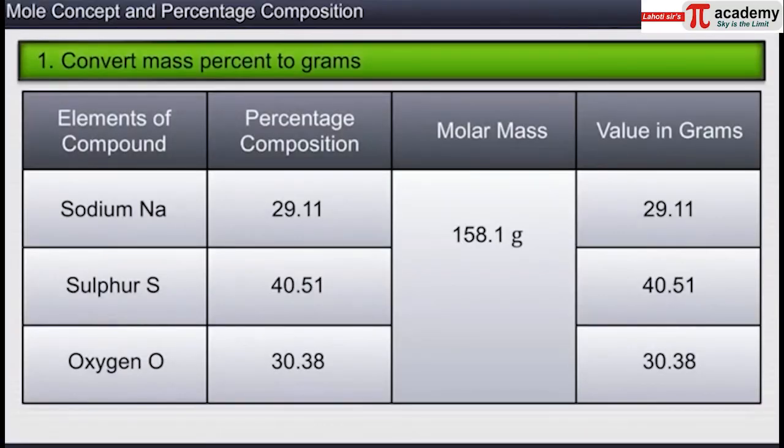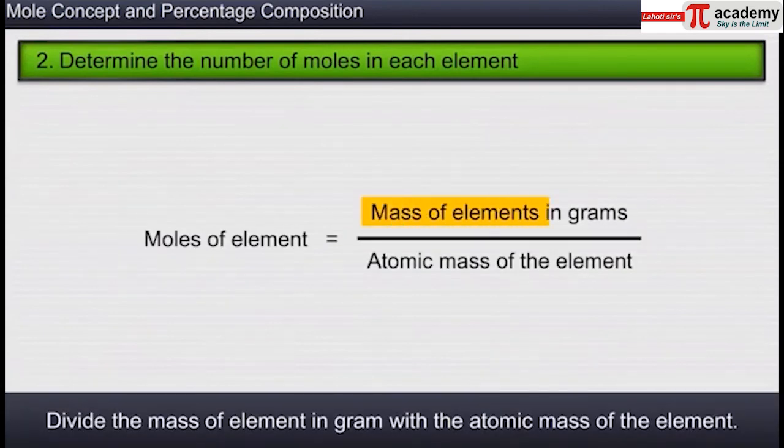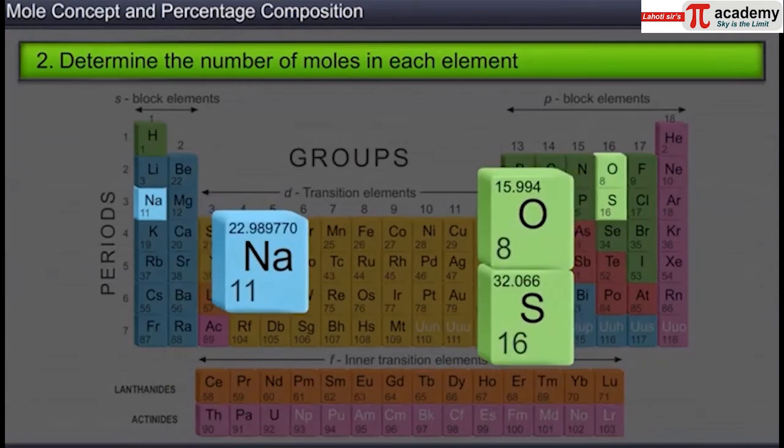First, we have to convert the mass percent to gram. As we have the values in mass percent, we can consider the value of the sample as 100 gram and then convert the percent values to gram. Next, we have to determine the number of moles in each element. Divide the mass of element in gram with the atomic mass of the element. The atomic masses of various elements can be identified from the periodic table.